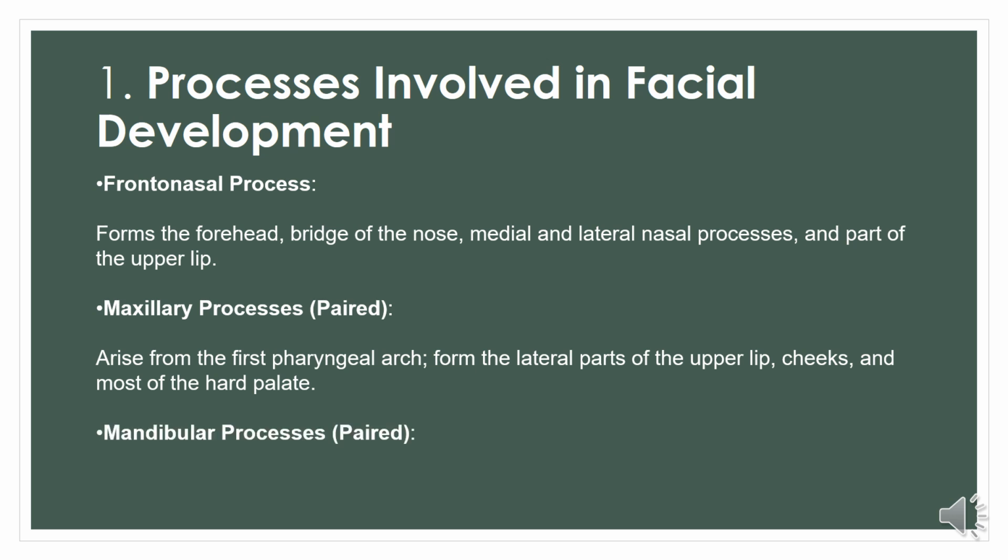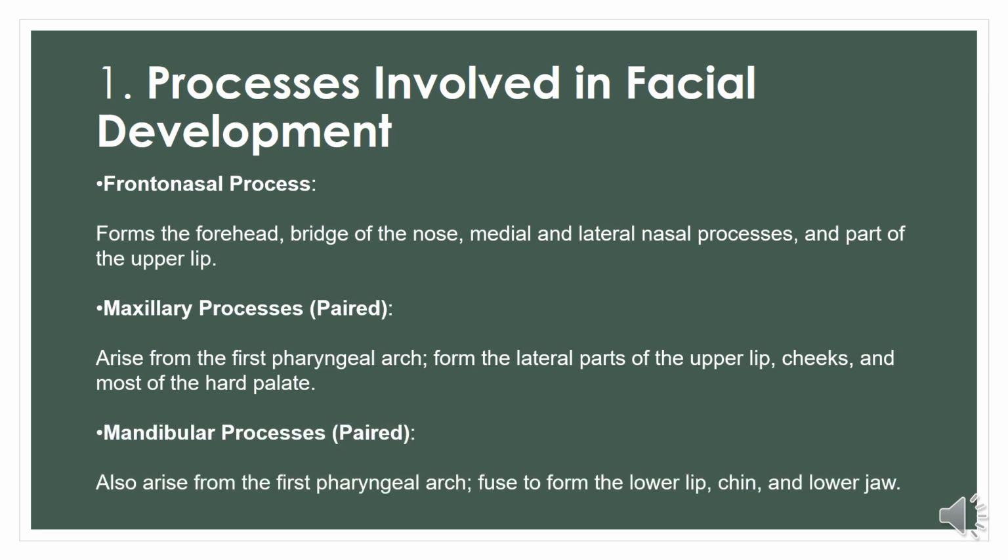Next are the mandibular processes, which are also paired. They also arise from the first pharyngeal arch and they are used to form the lower lip, chin and lower jaw.